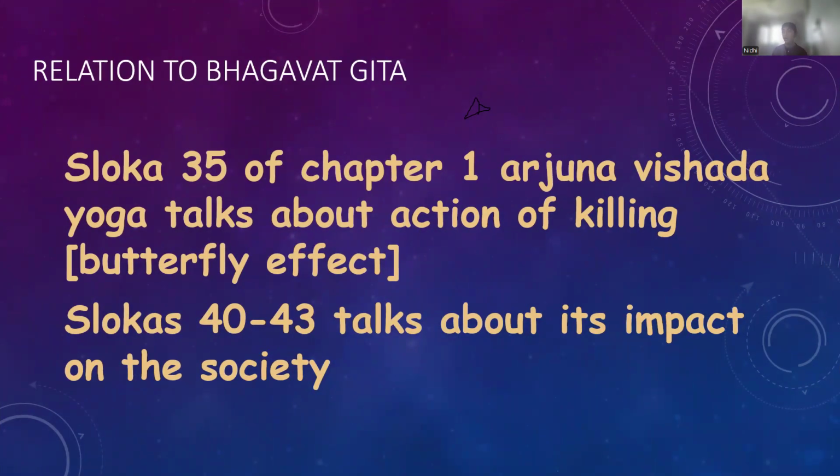Sloka 35 of chapter 1, Arjuna Vishada Yoga, talks about how the action of killing has a butterfly effect. Sloka 40 to 43 talks about its impact in the society.